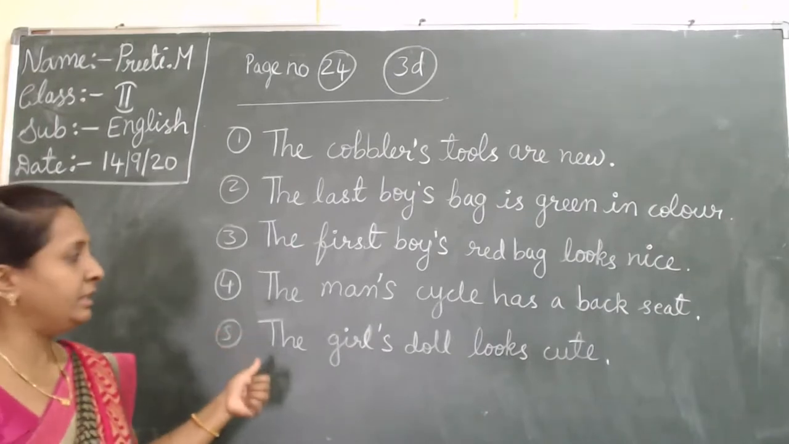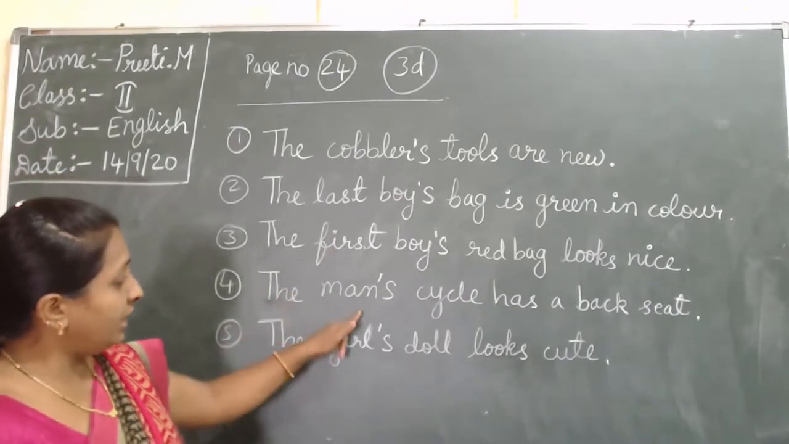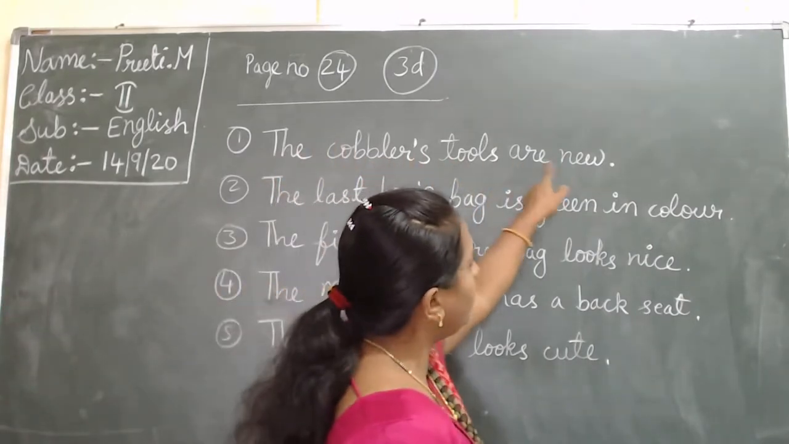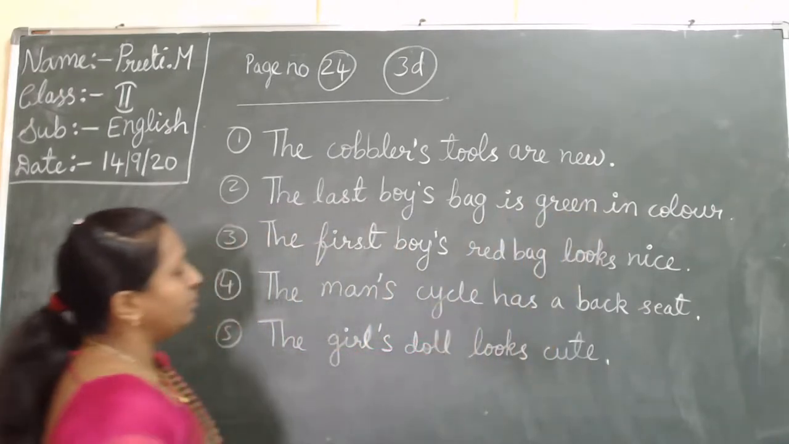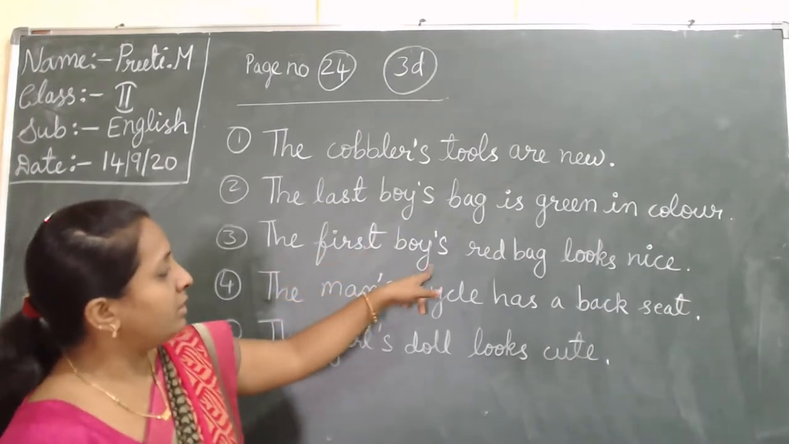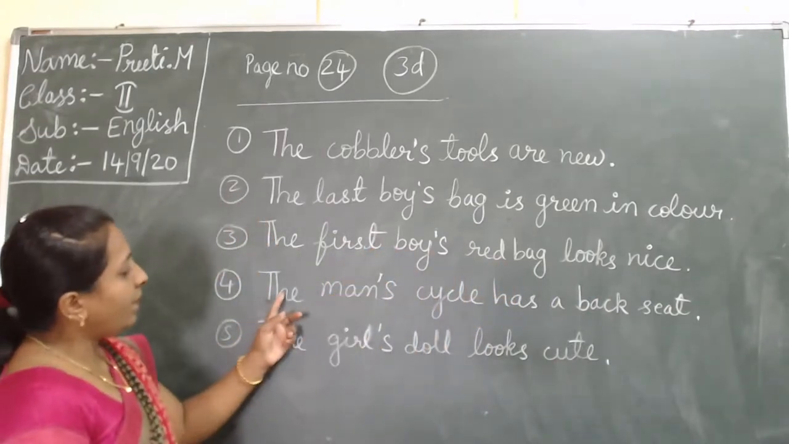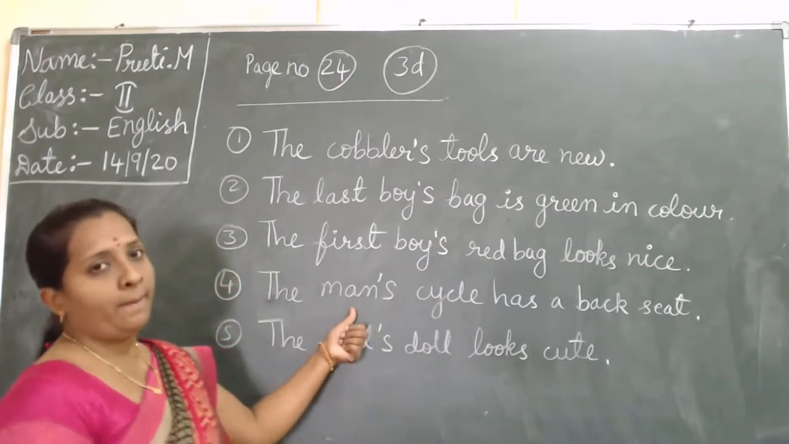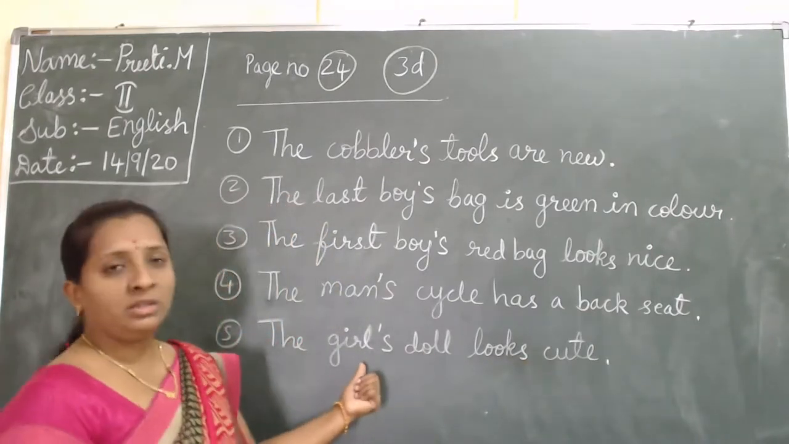Okay, you can write your own sentences also, children. I have written these sentences. If you have any idea, you can write your own sentences. But remember to use the apostrophe in the sentences where I have used it, children. The first one, the cobbler's tools are new. The second one, the last boy's bag is green in color, which means the green bag belongs to the last boy. The first boy's red bag looks nice. This red bag belongs to the first boy. The man's cycle has a back seat. This cycle belongs to the man. And the girl's doll looks cute. The doll belongs to this girl.